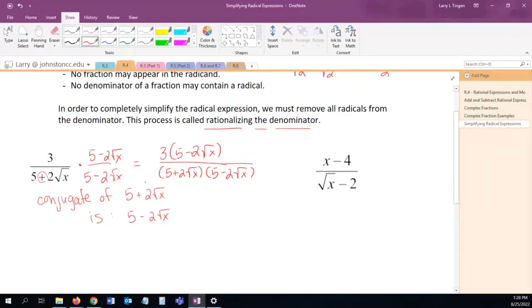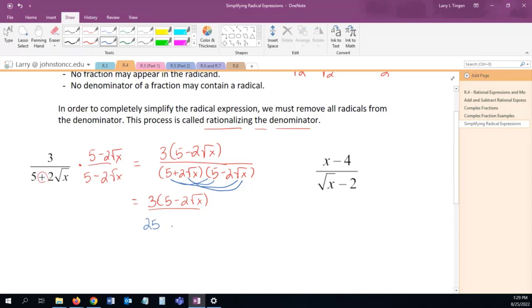Well, you probably can deduce that if my goal is to get rid of the radical in the denominator, I'm probably doing something that's going to help me with that process. And that's exactly right. So I got 3 times 5 minus 2 root x over, now we FOIL. First, outer, inner, last. 5 times 5 is 25. Outer, 5 times negative 2 root x is negative 10 root x. 2 root x times 5 is positive 10 root x. And then 2 root x times negative 2 root x is negative 4 root x squared. Look at these middle terms. They go away. Negative 10 root x plus 10 root x is 0.